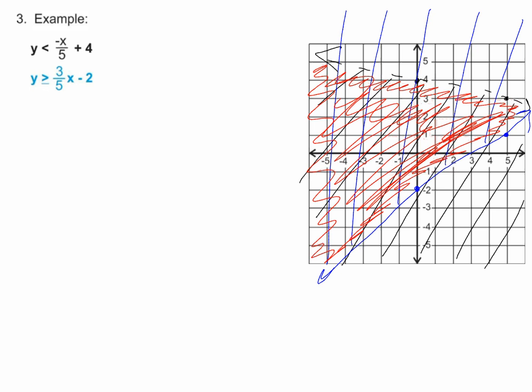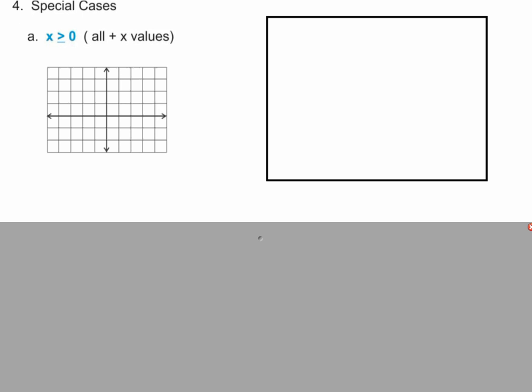Okay, let's go to the next page. All right, let's deal with a couple special cases. I have to remind you guys what x greater than 0 means. That means every point of the solution has a positive x value. This is actually a vertical line on the y-axis. And do I shade to the right or to the left? Where are the positive x values? To the right. This is the graph of x greater than or equal to 0.